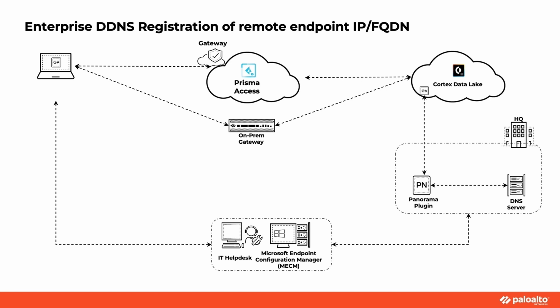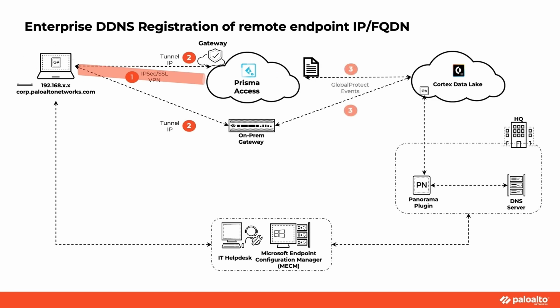Let's walk through how the feature works at a high level. When a user connects endpoints such as a laptop or mobile phone remotely through GlobalProtect, it will establish the IPsec tunnel and get the tunnel IP address. The GlobalProtect client collects and sends the endpoint tunnel IP address, host name, and domain name to the Prisma Access Gateway.